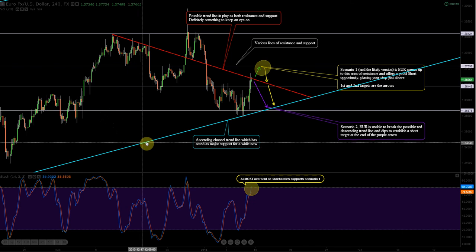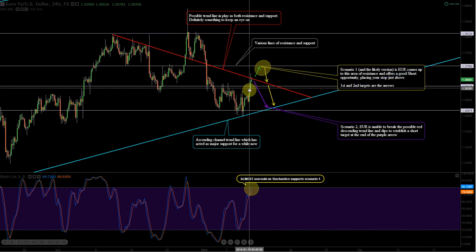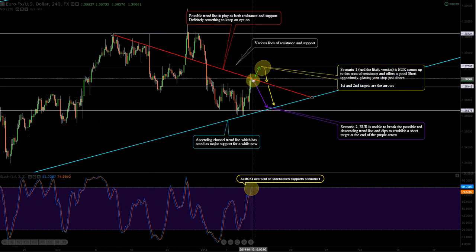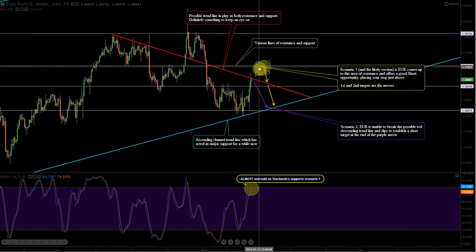Now, what we have in scenario 1 is we continue beyond this potential descending trend line that I have drawn in red, and we go up to about this level of resistance, which on the chart is showing right at 137089. If we get to this level, I would easily enter a short trade here, putting my stop just slightly above it, the line of resistance at about 137201.